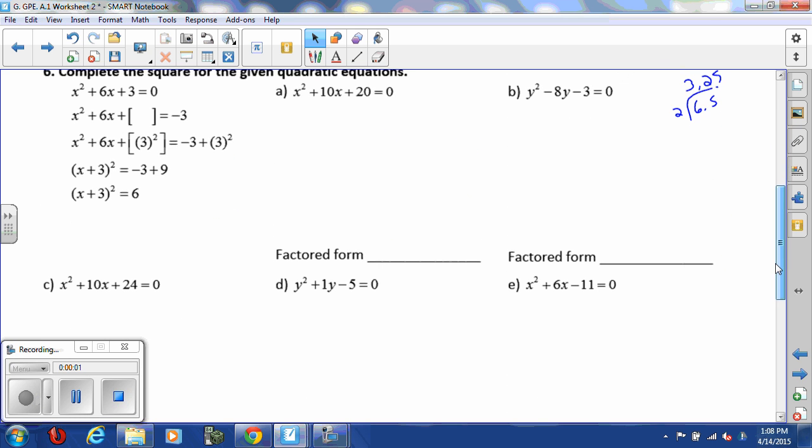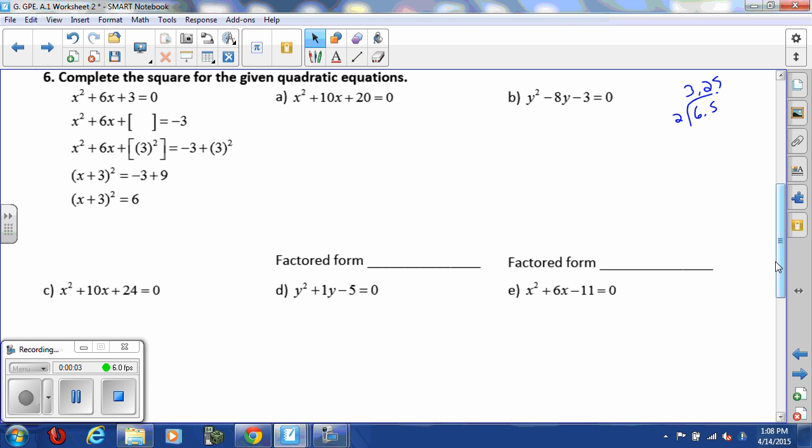Last year, we spent time completing the squares. And it's a big part of your circle unit. So we're going to refresh our memory. We're going to start with baby steps right here. This is all fair game for your quiz Thursday.